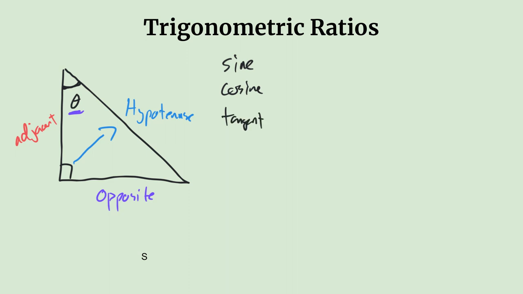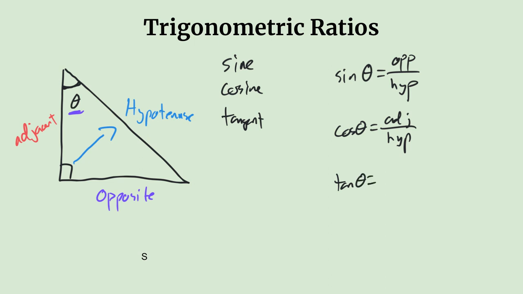You'll see them on your scientific calculator. Sine of theta equals the opposite side length over the hypotenuse side length. Cosine of theta is adjacent over hypotenuse. Tangent is opposite over adjacent.